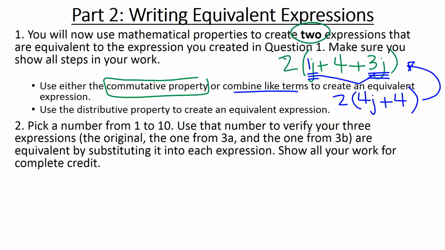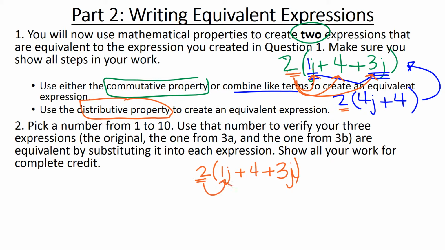It also says I can use the distributive property. If I use the distributive property, remember, the distributive property says take whatever's outside your parentheses, which I'll go back to my original here, and multiply it by everything inside. So what does that mean? Well, that means I do 2 times 1j. Let me write it here so I have more room.